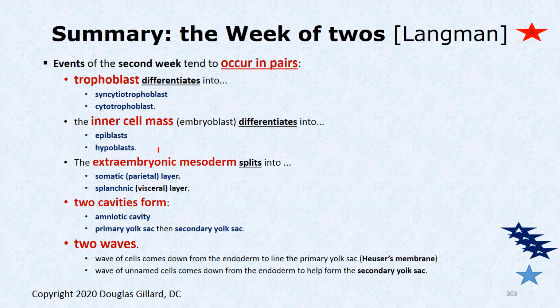So that's 2 things. The extraembryonic mesoderm that formed so nicely was split by the chorionic cavity, and it split into an extraembryonic somatic mesoderm and an extraembryonic splanchnic mesoderm. Larsen likes to call it the somatic parietal layer. There's your parietal and visceral AKAs. 2 cavities have formed. We had an amniotic cavity, and now we've had a primary yolk sac, really 3 cavities, though that turned into a secondary yolk sac. We talked about the 2 waves that came down from the hypoblast mitosis. Cells of the hypoblast undergo mitosis in 2 waves. First wave forms Heuser's membrane. Second wave comes down and forms just the secondary yolk sac wall, I guess. For whatever reason, again, it's not named.